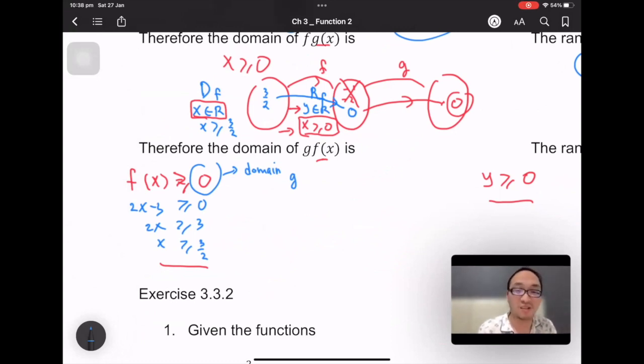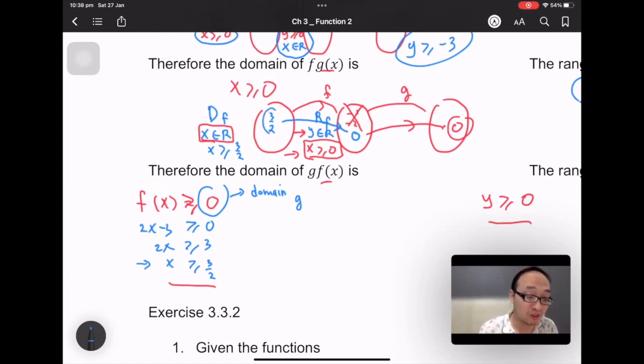Yeah. So the range of X should be the domain of G. We know that the domain of F should be greater than or equal to 3 over 2. If we have 3 over 2 here, we will have 0 as the range of F, and it fits with the domain of G, so it can be continued by the function G to produce 0 in here.